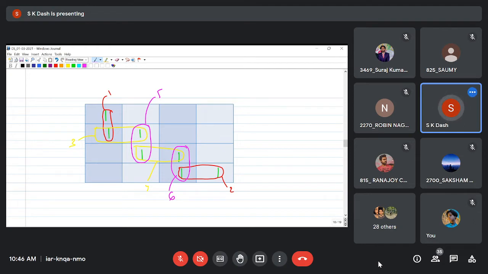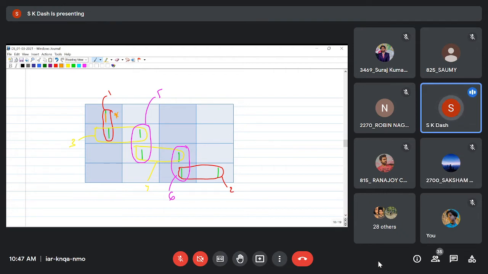Which pairs are essential? Pair number 1. Is it essential? If yes, why? If no, why? Yes, sir, it is essential, because this single one can be covered only using this pair. There is no other way. So because of that, it becomes essential. Using no other possible combination can we cover that one. So it makes this essential.